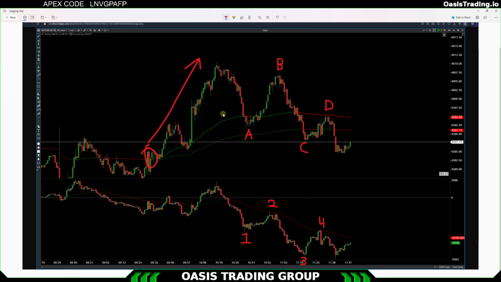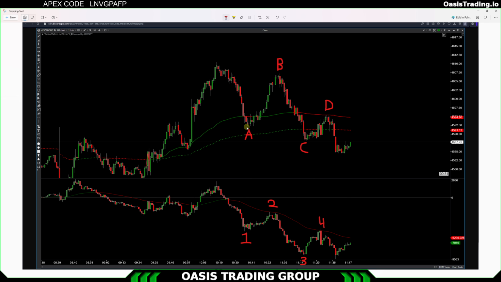The next thing we want to look for is a pullback into VWAP. So we want to see that pullback into either both of the VWAPs or the closest VWAP, which in most cases will be that cash VWAP. On my chart, the cash VWAP is the solid line and the dotted line is the session VWAP. Okay, so out the gate, we have an impulse up. And the second thing we look for is that pullback into VWAP.